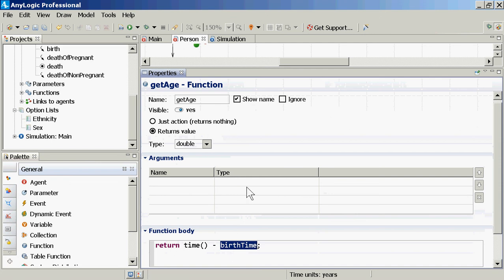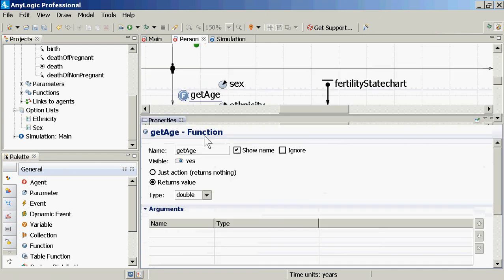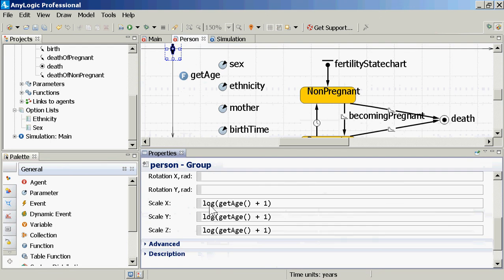Then I went up here, and I set the scale to be log of get age plus 1. Log of get age plus 1, log of get age plus 1. Okay? Now really this should be done in a function of its own, get current scale, get scale. It calls get age, but it just computes this, but I just put it here for simplicity.